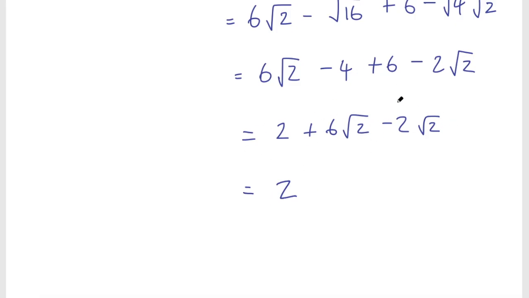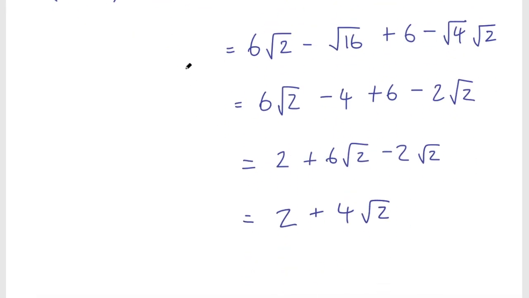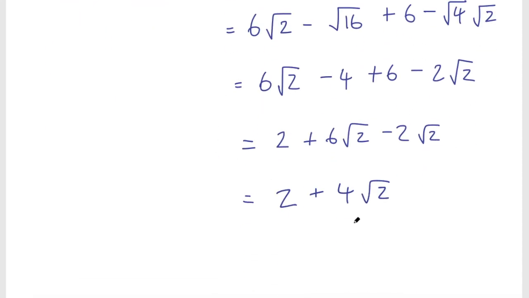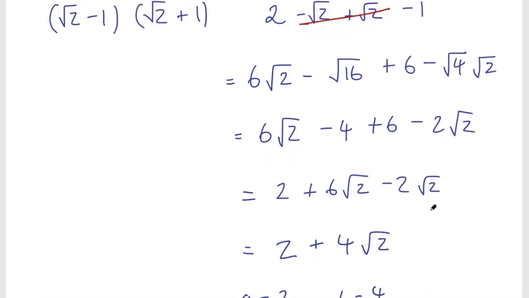And then we can simplify these terms. So 6 lots of square root 2 minus 2 lots of square root 2, well, that's just going to be 4 lots of square root 2. And what we end up with is an equation in the form of a plus b square root 2. So a equals 2 and b equals 4. And we have answered the question.